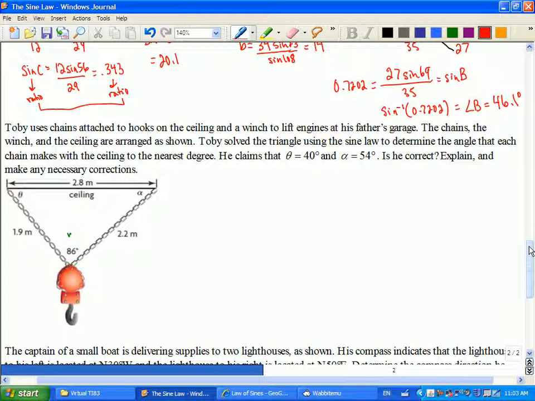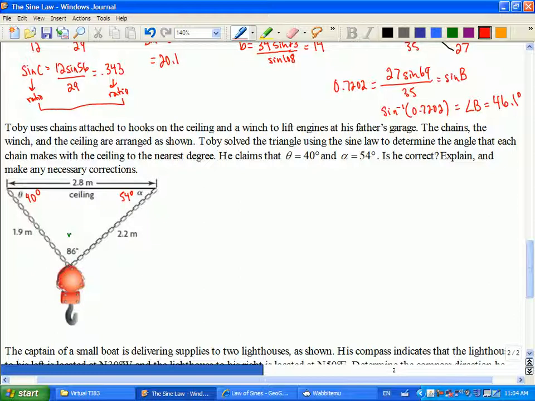It says, Toby uses chains attached to hooks on a ceiling and a winch to lift engines in his father's garage. The chains, the winch, and the ceiling are arranged as shown. Toby solved the triangle using the sine law to determine the angle that each chain makes to the nearest degree. He claims that this one here is 40 degrees and that this one here is 54 degrees. Do you think he's correct?